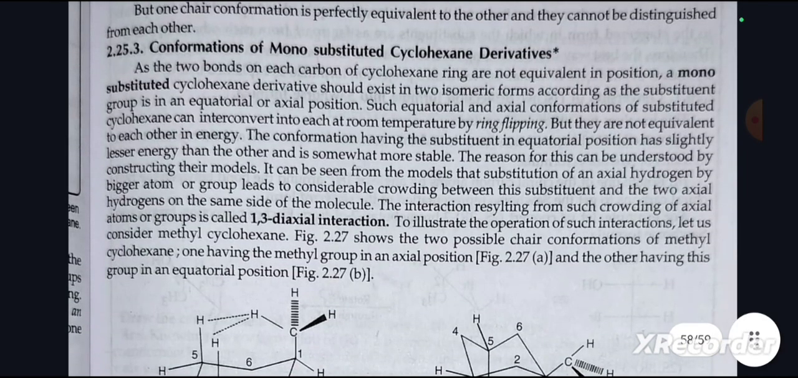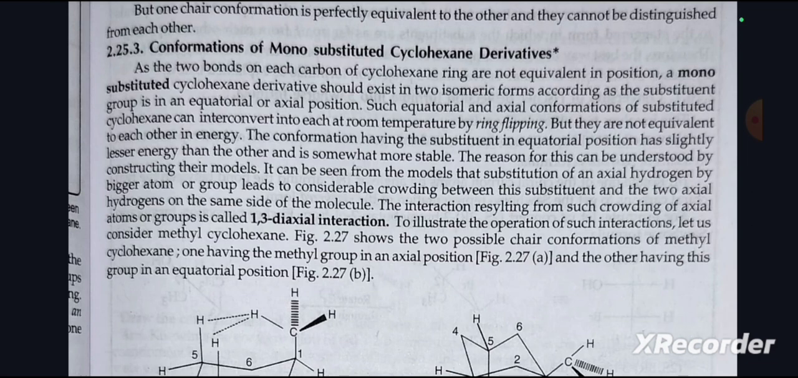2.25.3 Conformation of mono-substituted cyclohexane derivatives. As the two bonds on each carbon of a cyclohexane ring are not equivalent in position, a mono-substituted cyclohexane derivative should exist in two isomeric forms, according as the substituent group is in an equatorial or axial position. Such equatorial and axial conformations of substituted cyclohexane are interconverted into each other at room temperature by ring flipping, but they are not equivalent to each other in energy.